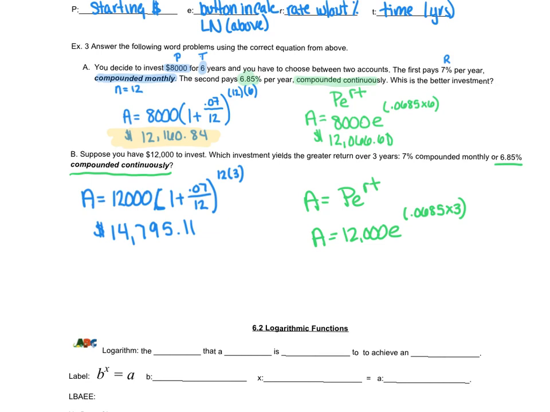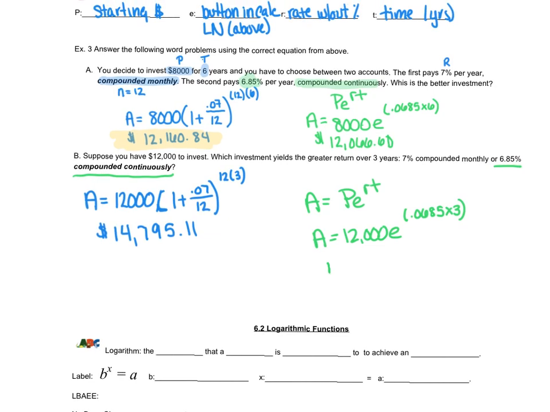Let's just double check that. Second ln, 0.0685 times 3 times 12,000. So this one gives me $14,737.68 when I round correctly. So which one is the better investment? It's close, but this one's still going to be the better investment because it has more money in it at the end.